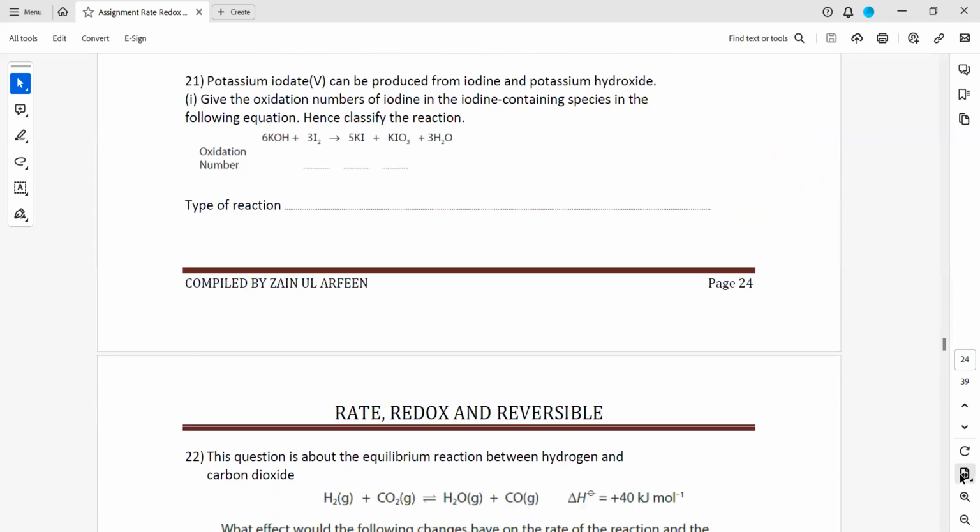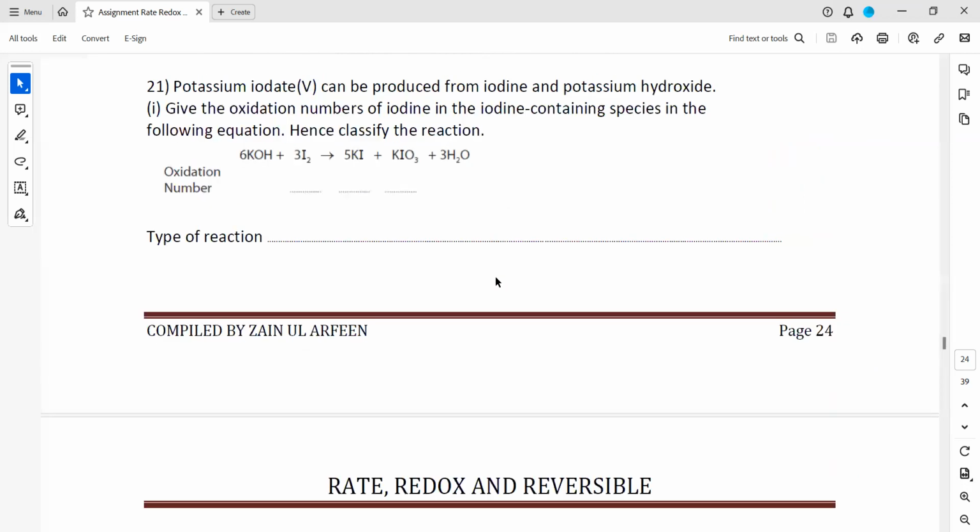Question 21. Potassium iodate(V) can be produced from iodine and potassium hydroxide. Give the oxidation numbers of iodine in the iodine-containing species. Hence classify the reaction.